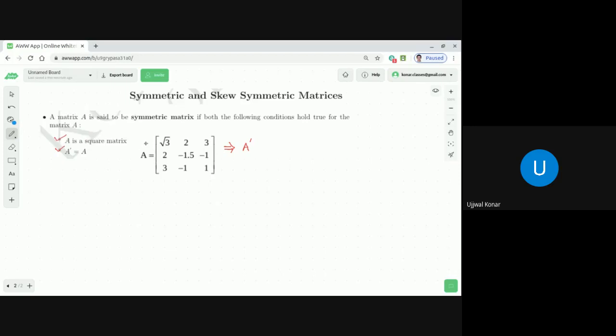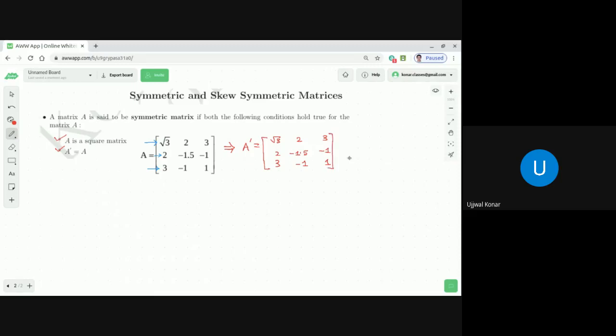What is the first row of the original matrix? It is √3, 2, 3. So the first column of A transpose should be √3, 2, 3. The second row of the original matrix is 2, -1.5, -1. So in the transpose matrix, the second column should be 2, -1.5, and -1. And the third row of the original matrix is 3, -1, 1. So the third column of the transpose matrix would be 3, -1, 1.